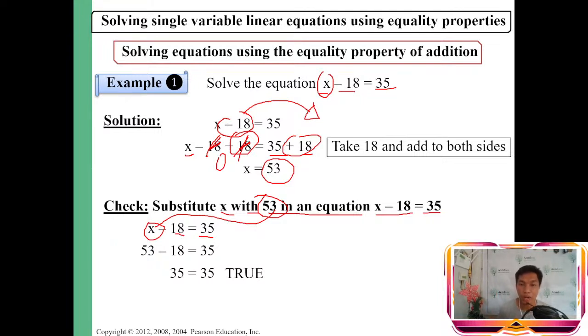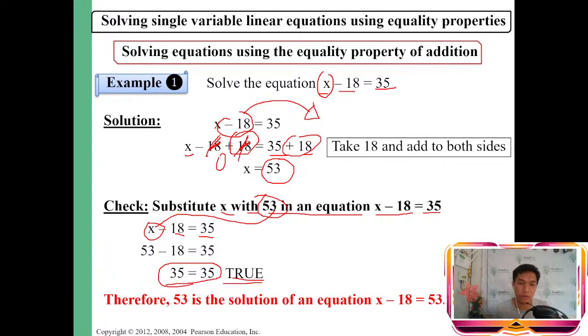If they are equal, take note of this one, it means they are true. Therefore, 53 is the solution, the answer of the equation x minus 18 equals 35. Simple as that, very easy to find your x. Just follow this. In the first example, we need to add to both sides. If that is minus, we need to add.